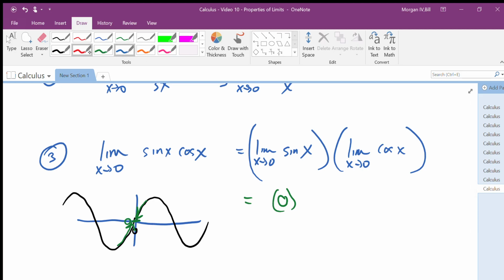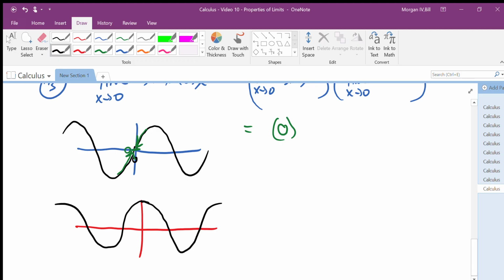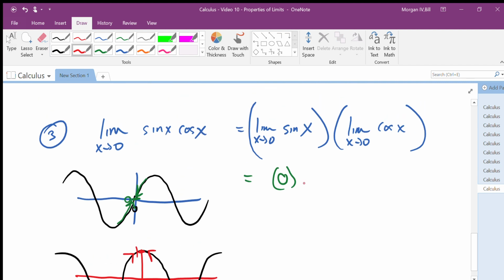How about the limit as x goes to 0 of cosine x? Cosine x, remember, starts up here and looks more like that. As x goes to 0, the y value is going to 1. So the limit as x goes to 0 of the cosine of x is 1, and 0 times 1 is 0. In this case, you can see the benefit of separating those into 2 different limits, evaluating each one, and then multiplying the results.